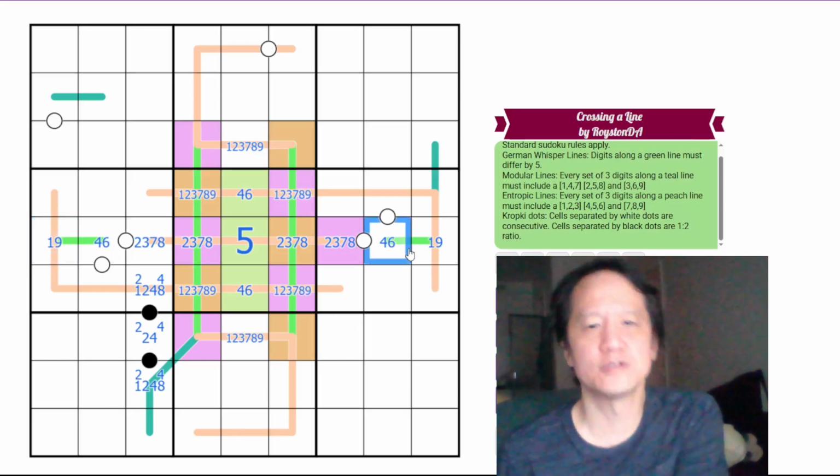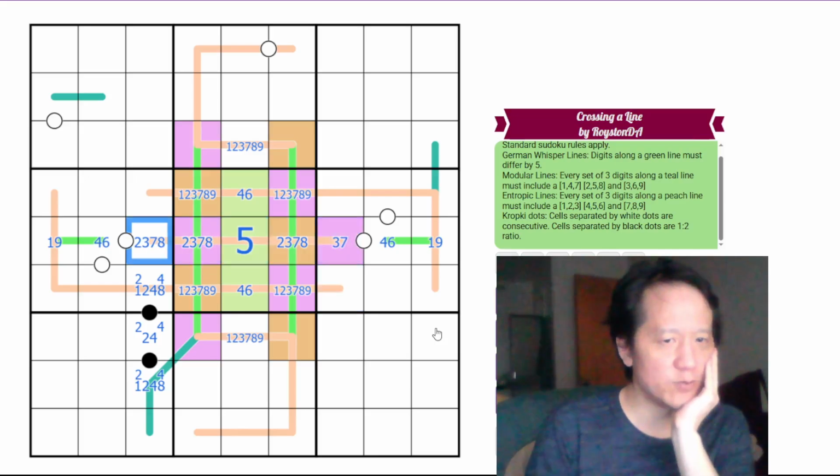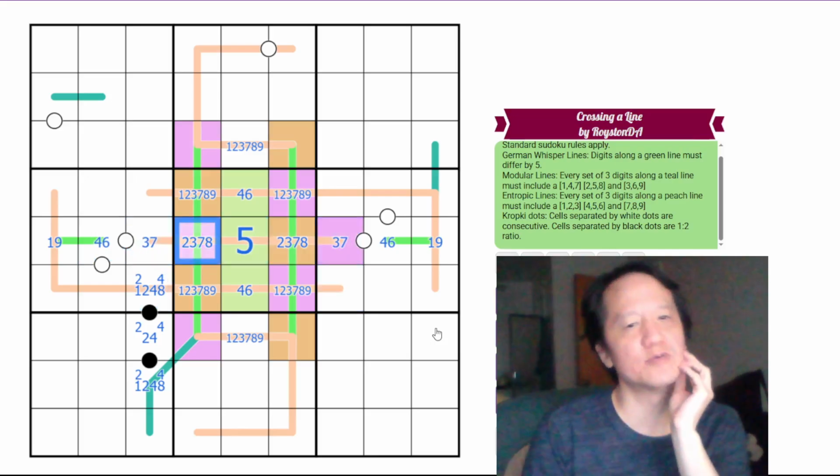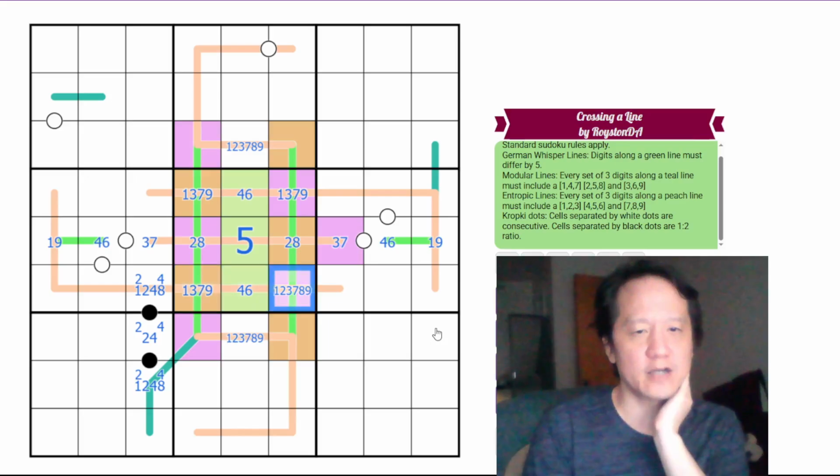Actually, this is 4 or 6. That can only be consecutive with 3 or 7. Same with this one. This can only be consecutive with 3 or 7. That 3, 7, 3, 7 pair eliminates 3 and 7 in the rest of the row. So this is a 2, 8, 2, 8 pair, which eliminates 2, 8 in the rest of that box.